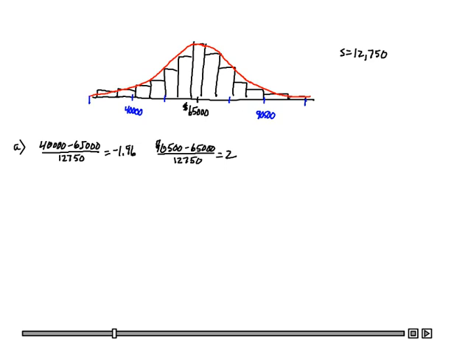So what percentage of the homes would be within 2 standard deviations? The answer for A is approximately 95%.